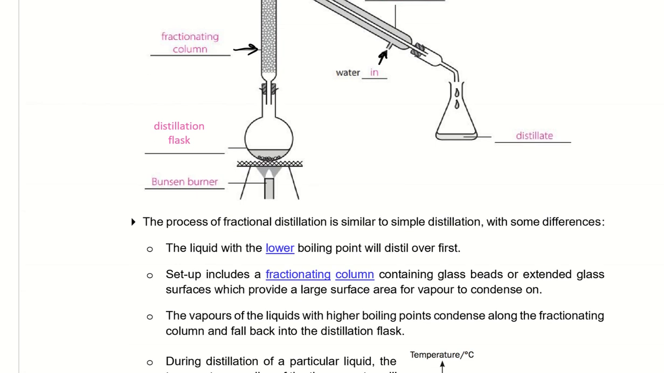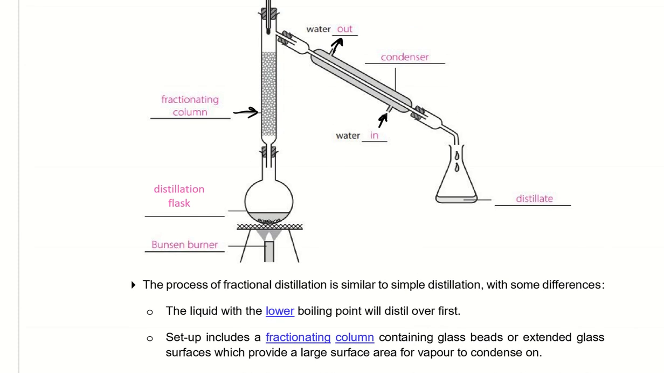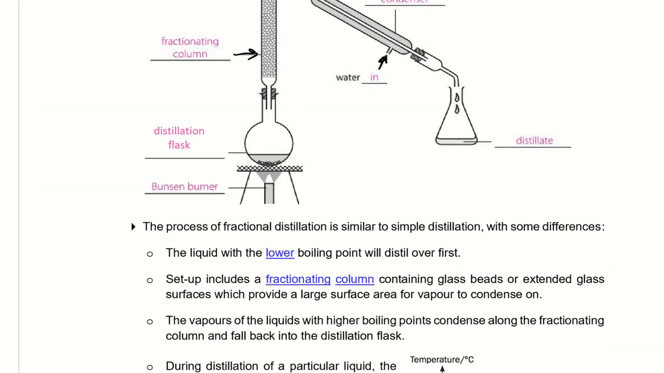And what does the fractionating column do in this process? It provides a large surface area for vapor to condense on. For example, if there are some vapors that are not ready to be condensed and distilled on the other side, this fractionating column provides some cool surface area to condense this vapor and let it flow down back to the distillation flask. And the vapor of the liquid with higher boiling point will then condense along the fractionating column and fall back into the distillation flask.